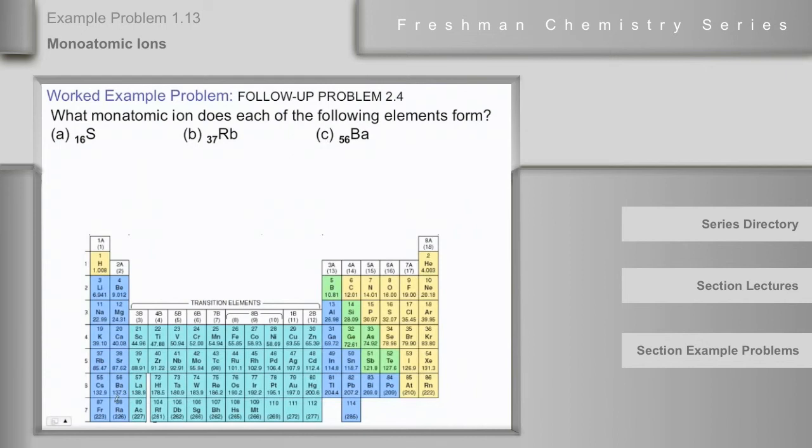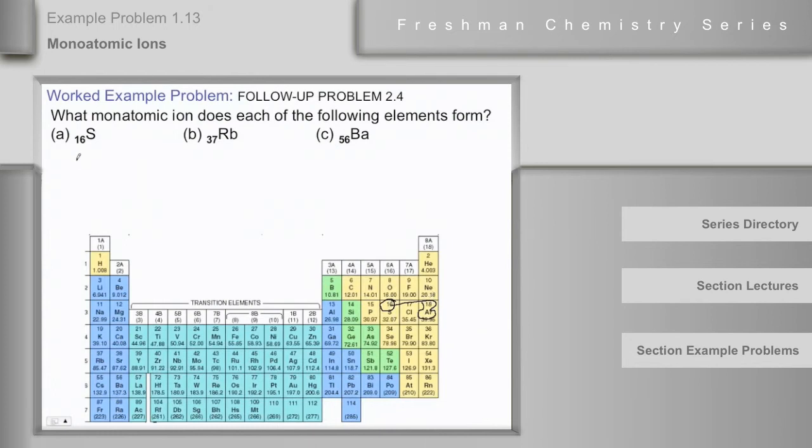To illustrate that, let's take sulfur. Sulfur has a Z value of 16. If we look in the periodic table, we find sulfur and its Z value of 16. We can ask the question, what is the nearest noble gas to sulfur with 16 as an atomic number? And of course the answer is argon. Argon has a Z of 18, so it has 18 electrons. So we predict that the monatomic ion formed by sulfur will have 18 electrons.